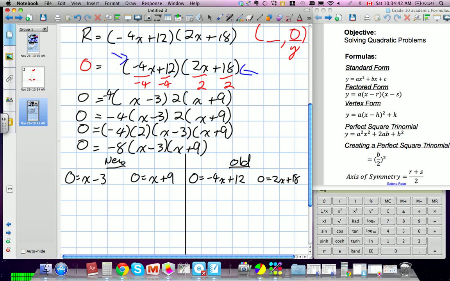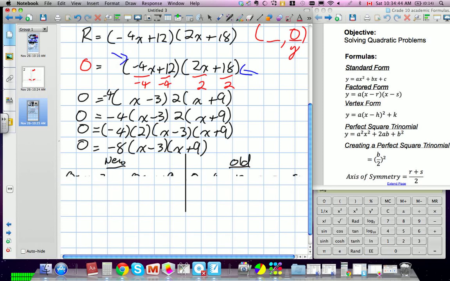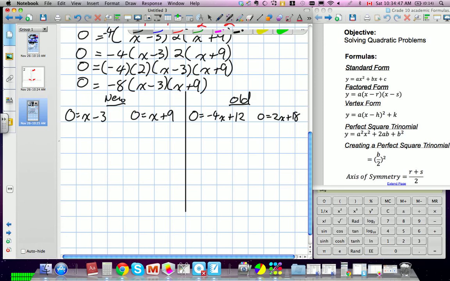When I bring 3 to the other side, what do I get? So x is equal to positive 3. And when I bring 9 to the other side, we get, yeah. So here's our two x-intercepts. Let's do it on this side. When I bring 12 to the other side, what do I get? Negative 12 equals negative 4x. And when I divide both by negative 4, I get x equals 3. And same with the other side. When I bring 18 over, I get negative 18 equals 2x. And divide both sides by 2, we get negative 9 equals x.